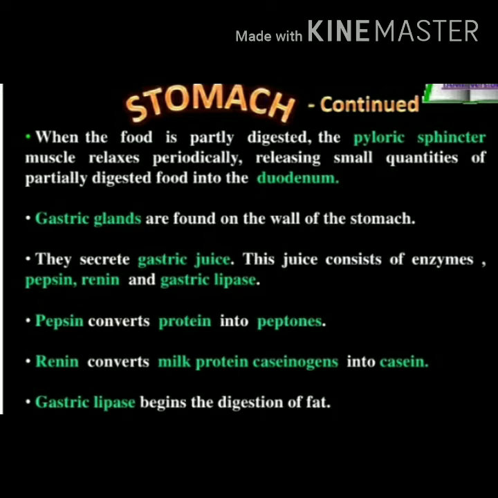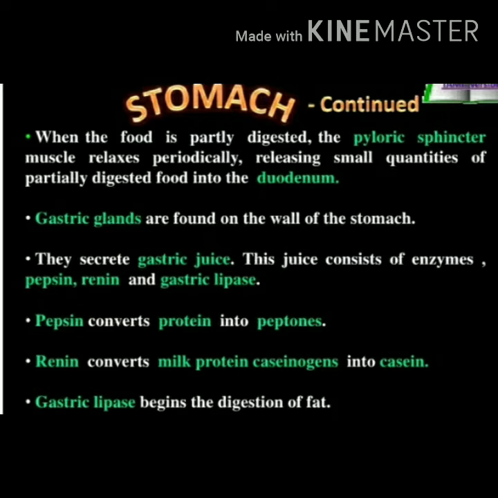The function of the enzyme renin is to convert milk protein into casein. When renin combines with casein, the milk protein, it is converted into paracasein. When paracasein combines with calcium ions, it makes calcium paracaseinate. This calcium paracaseinate, when combined with pepsin, forms proteoses or peptones. And next is gastric lipase. This gastric lipase is basically for fat digestion, so it converts fat into fatty acids and glycerol.